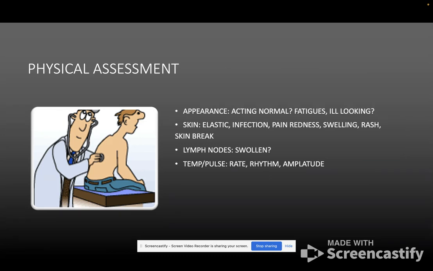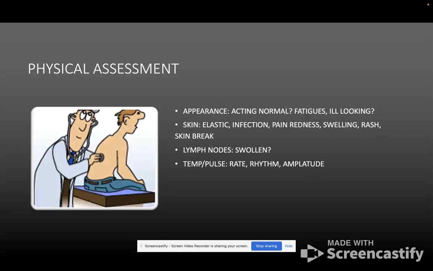So, physical assessment. This is going to be important because you don't know what is wrong unless you assess it. You all are going to learn how to assess every body system. So, if we're suspecting that someone is sick, we can look at their overall appearance. Are they acting normal? Do they appear fatigued? Do they look ill? We can look at their skin. Does it look like they have an infection? Is there pain, redness, swelling? Do they have a rash? Do they have a break in their skin?